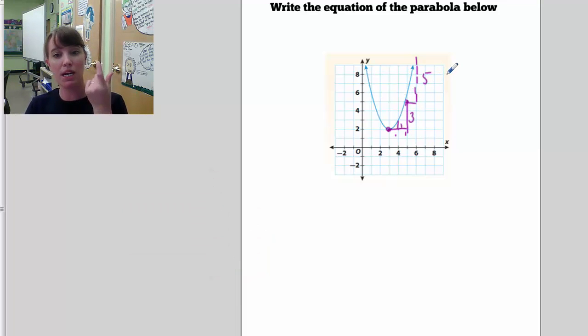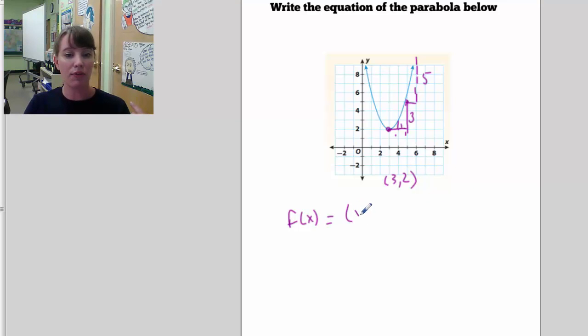Okay, so the opening is as wide as the parent function. Now all I have to do is look at the vertex. So here, this is (3, 2). Now let's think about it. This would be f of x is equal to... Now we would have to do x minus 3, because it's always the opposite of what's inside. So this is a positive 3, and we're going to make this minus. And we put the y shift at face value, which is plus 2.